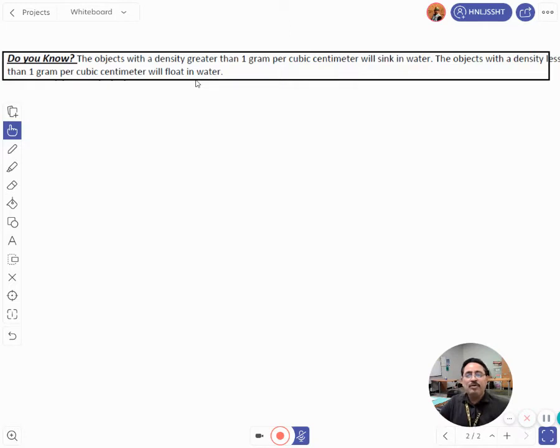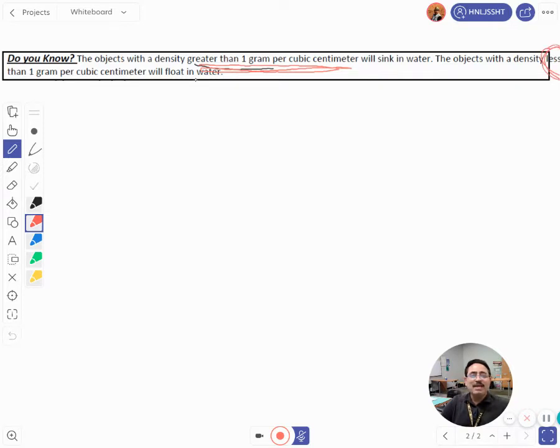So when you compute the density, if the density is greater than 1 gram per cubic centimeter, then for sure it sinks. But if it is less than 1 gram per cubic centimeter, then it floats on the surface of water.